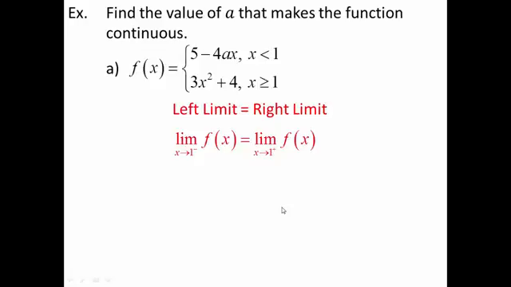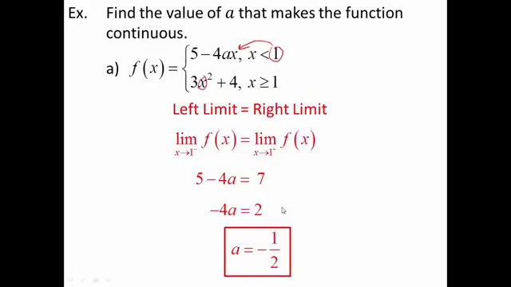So left hand limit is just a matter of taking the 1 and plugging it in for x. When I plug in 1 for x, I'm left with 5 minus 4a. Right hand limit, on the other hand, plugging in 1 for x is going to give me exactly 7. So now I have an equation that I can solve to figure out what the a value must be for the left hand limit to equal the right hand limit. Subtracting 5 from both sides, dividing by -4. As long as the a value is exactly -1/2, then this is going to be a continuous function. Any other value, it would be a discontinuous function because it would cause a jump.